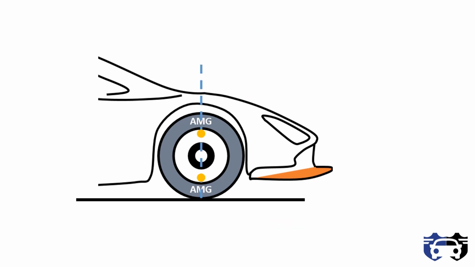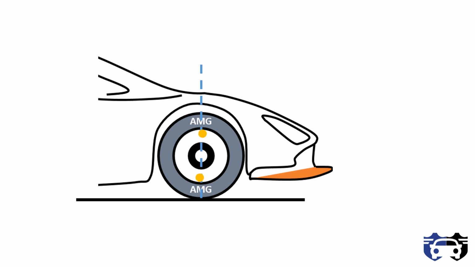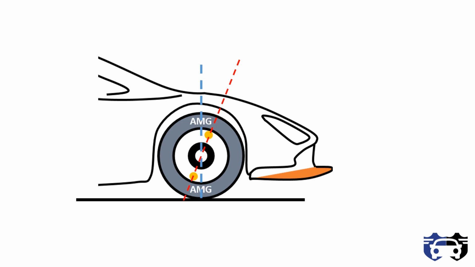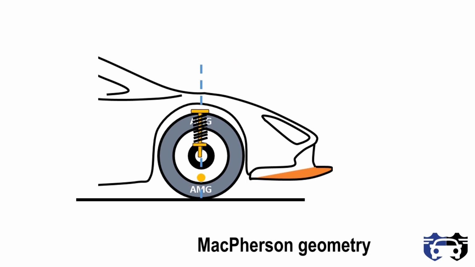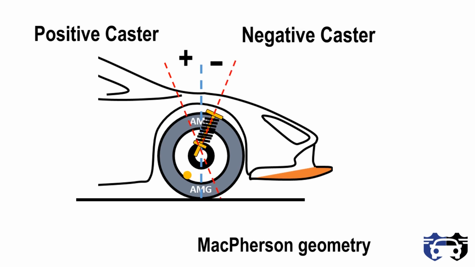Now if we tilt the ball joint in the anti-clockwise direction, then the steering axis will be inclined towards the rear of the car. This is called the positive caster. And if we tilt the ball joint in the clockwise direction, then the steering axis will be inclined towards the front of the car, and this is called the negative caster. Same is the case for MacPherson geometry. When the steering axis tilts towards the rear of the car, it is called the positive caster, and if it is tilted towards the front of the car, it is called the negative caster.